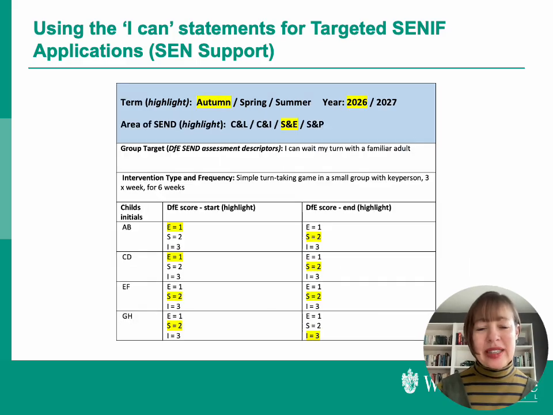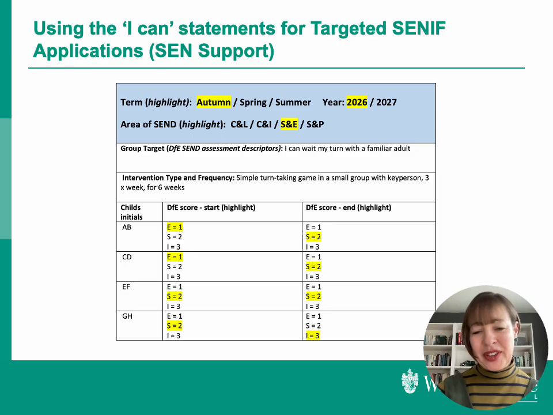This next table, which is also within the targeted SENIF application, is to be used if you have a group of children who will usefully be able to work on the same I can statement. So you're putting in a targeted SENIF application for a group of children who have a similar profile of needs. In this example, their group target is I can wait my turn with a familiar adult. And the intervention type and frequency is a simple turn-taking game in a small group with the key person 3 times a week for 6 weeks.